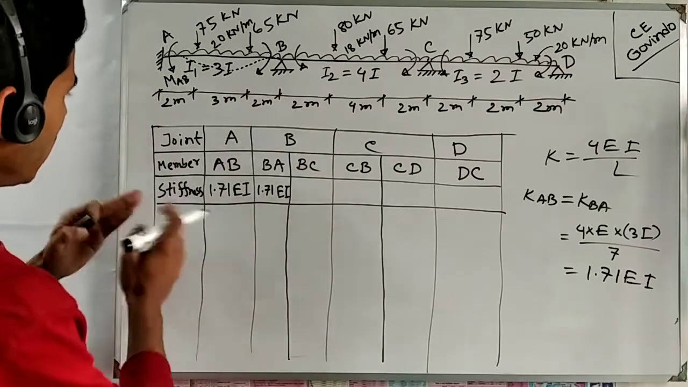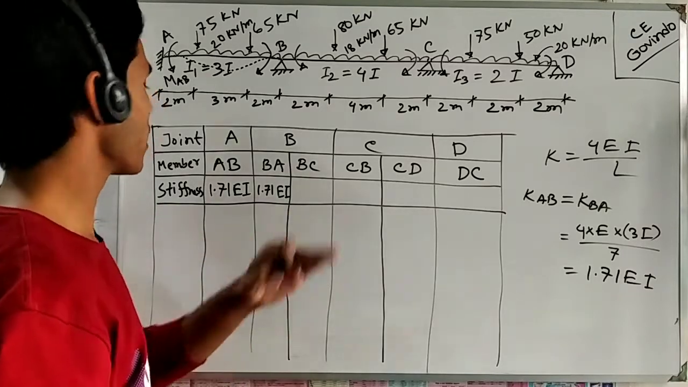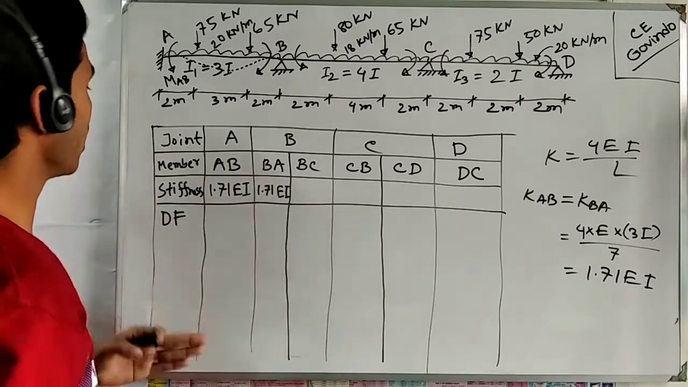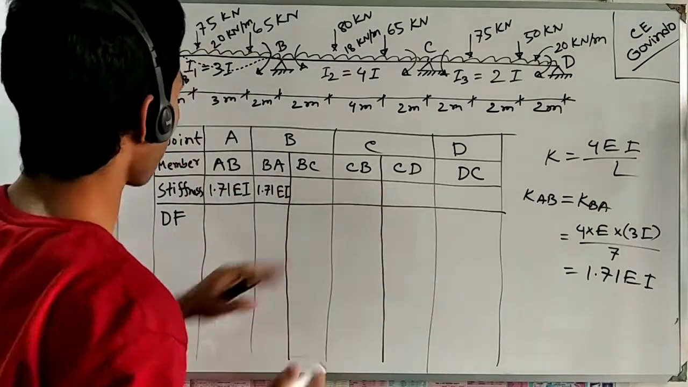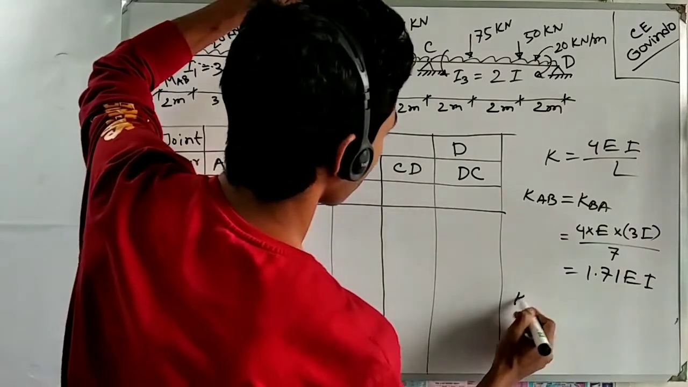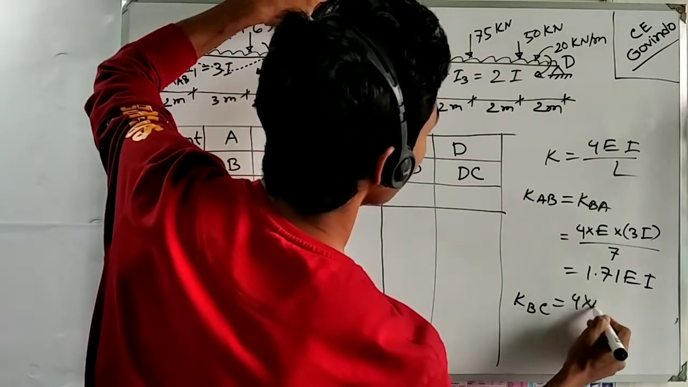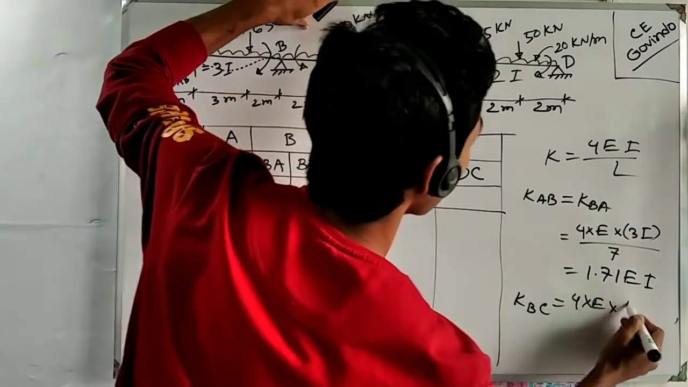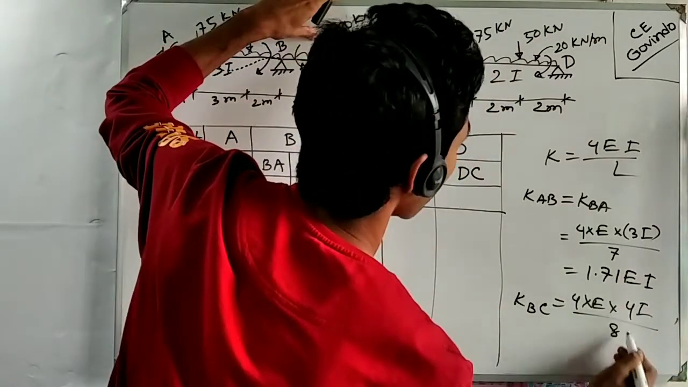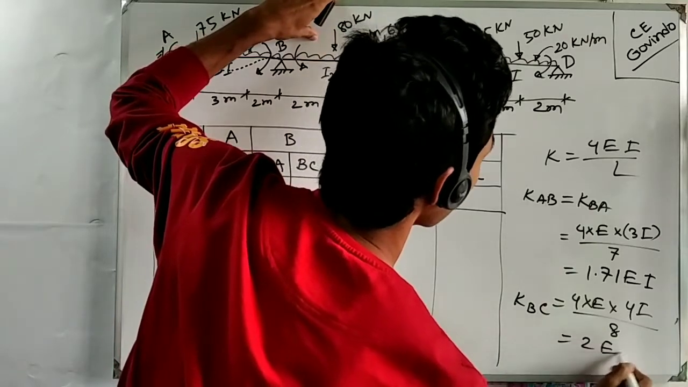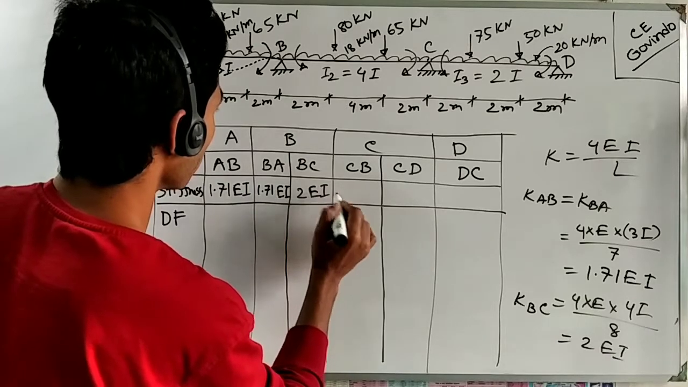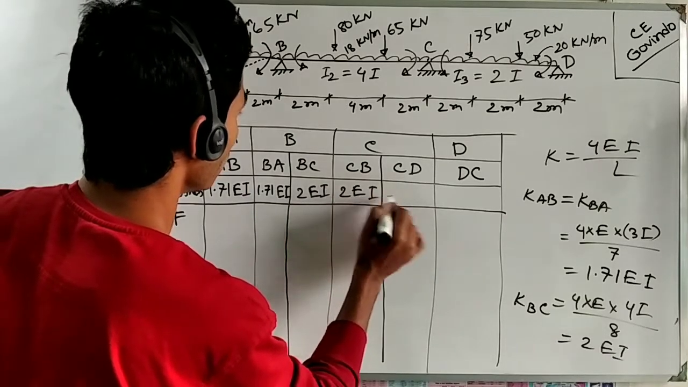Sometimes we can eliminate the EI value, because we will see that in the calculation of the distribution factor, this EI will be eliminated. Okay, let's see the other values. For BC, what will be the stiffness? For the BC member, stiffness will be 4EI, here I equals 4I by L, and here the span length is 8. That is, we get 2EI. Here 2EI for BC, and CB is the same member, 2EI.